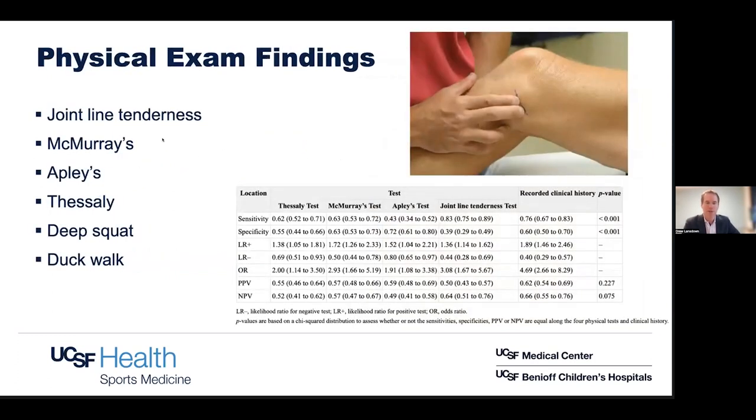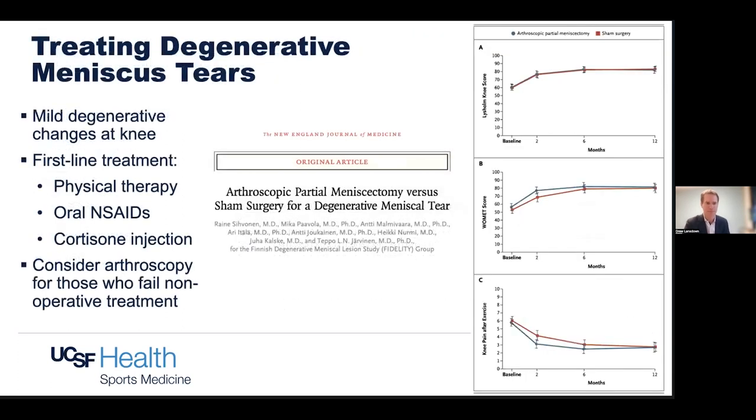On physical exam findings, and encourage you to practice these tomorrow, we'll often see joint line tenderness, pain with McMurray's, Apley's, Thessaly, deep squat, and duck walk. My way of thinking about the physical exam for the meniscus, basically all of the tests, they're quick and easy to do, and I'll do all of them. And then use that combination. If most are positive, leaning more towards meniscus, if it's just one, may not be, because the sensitivity and specificity on all of them is kind of limited.